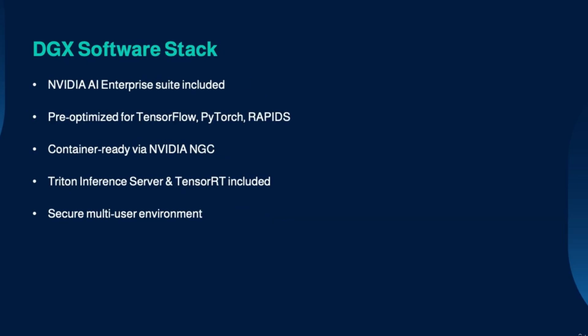Every DGX system ships with the NVIDIA AI Enterprise software stack. This includes pre-optimized builds of TensorFlow, PyTorch, and Rapids, as well as NVIDIA's inference and optimization tools like Triton Inference Server and TensorRT. It's fully container ready, so you can pull workloads directly from the NGC registry and run them without complex setup. DGX systems are also multi-user capable, meaning multiple teams can share resources securely.